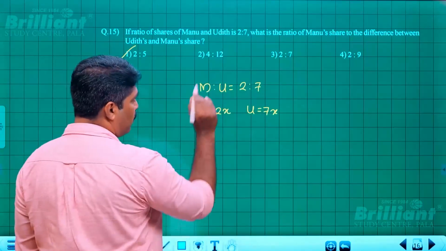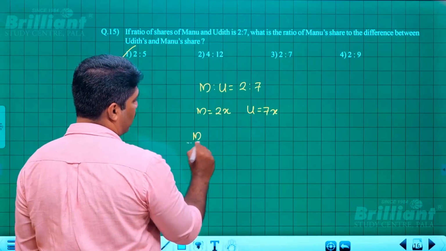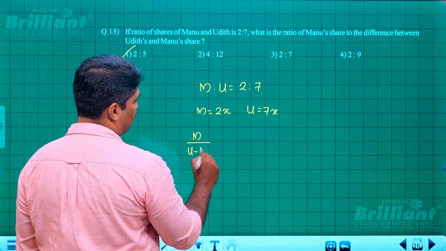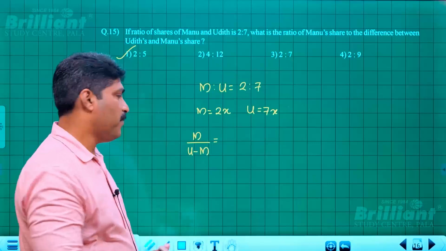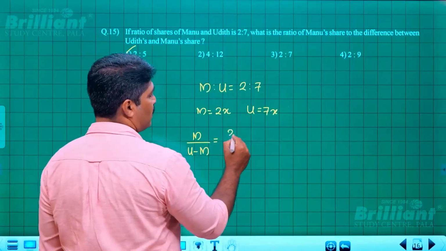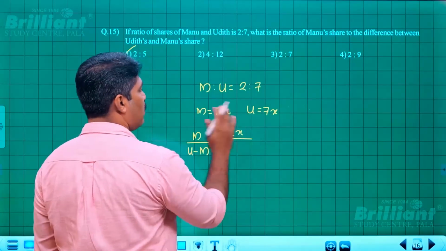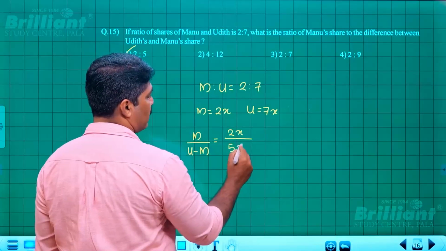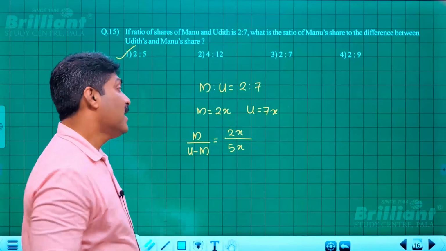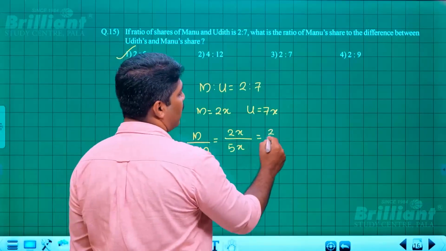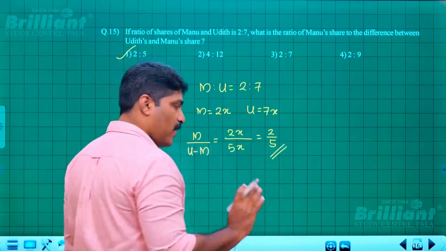So therefore, the new ratio, M divided by U minus M. Instead of writing it in the ratio form, I just write it in the fractional form. This is 2x over U minus M, that is 5x. Here we know that this x becomes simplified or eliminated. That's why we will get a unique conclusion here, that is 2 is to 5.